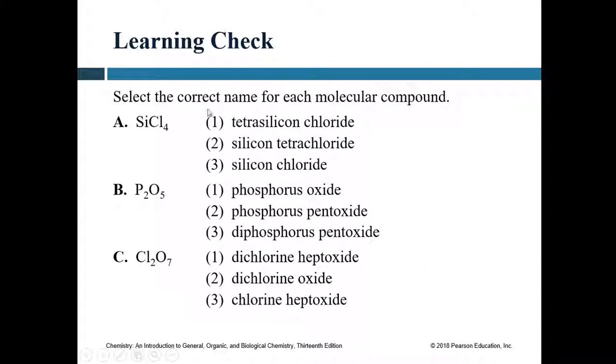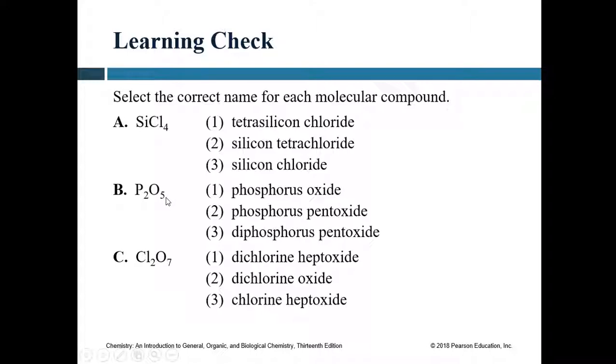Now then select the correct name for each molecular compound. Okay, Si, because the first one's a nonmetal, we name it according to the nonmetal rules, which is the ending is "ide," and we say these little numbers down here. So silicon tetrachloride. Okay, now then P is a nonmetal, so that means we just end the ending in "ide," and we're going to say the numbers down here.